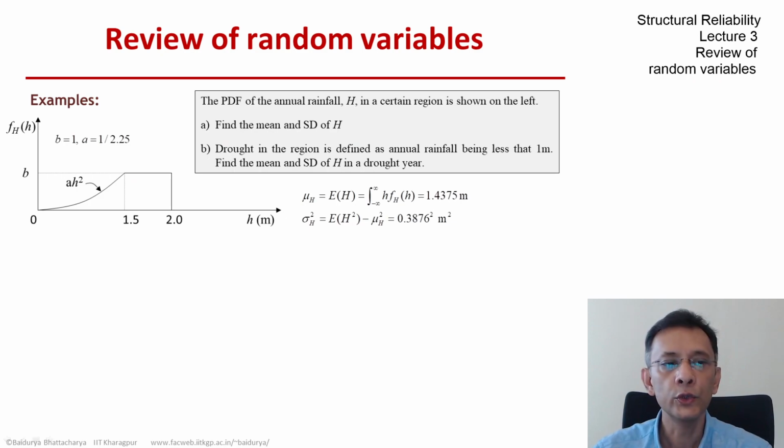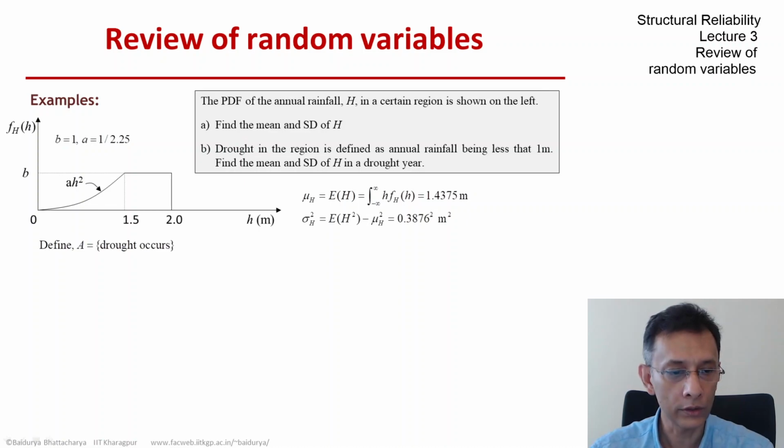So if you just do the basic integration, if my calculations are correct, then the unconditional mean is about 1.4 meter, and the standard deviation is 0.3876 meter. Now let us bring in the conditioning event. So let A be the event that drought occurs, and it's defined as H is less than 1.